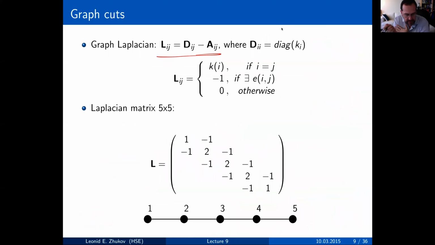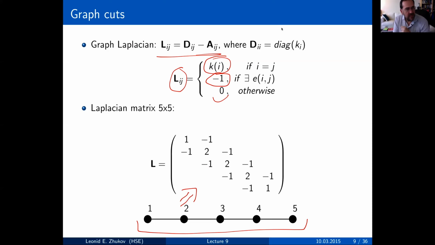Here's a definition. If you think about it, what it says is the following. This matrix has minus ones everywhere where the original adjacency matrix had ones, sort of connections. It has the degrees on the diagonal and zeros everywhere else. If, for example, my graph looks like this, just a very, very degenerate straight line graph, this Laplacian matrix has the following form.